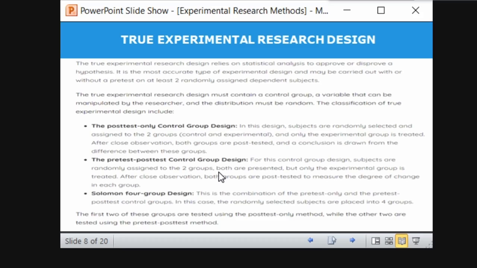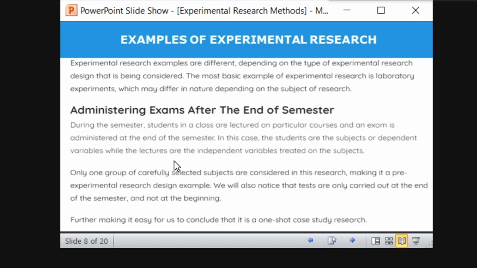So in this category there should be a minimum of 4 groups. The first 2 groups are tested using the post-test only method, and the second 2 groups are tested using the pre-test post-test method. When you combine both methods, it falls into the Solomon 4 group design. So this is all about the types of experimental research.